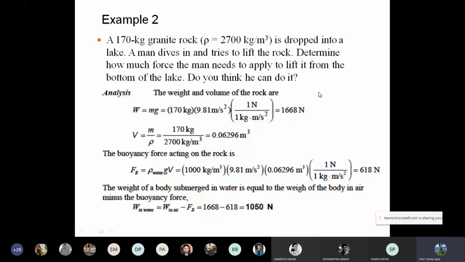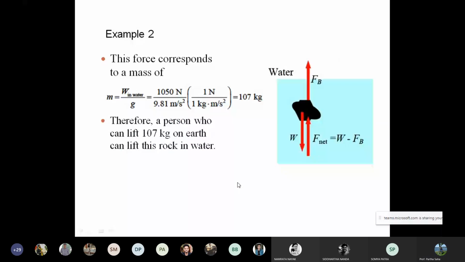So the total weight acting on that rock will be weight minus buoyancy force, because buoyancy force always acts in the upward direction. So that is 1050 Newton, right? So this force corresponds to a mass of 1050 Newton divided by g. So that is the mass, 107 kg, right? This is the pictorial example given.